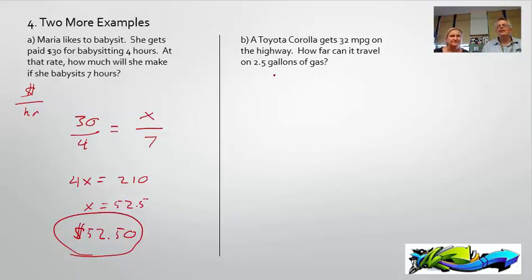All right, here's another one. A Toyota Corolla, which happens to be the car I drive, gets 32 miles per gallon on the highway. How far can it travel on 2.5 gallons of gas? So I'm going to put miles per gallon on top. Oh, Ms. Les, this is a little bit trickier.